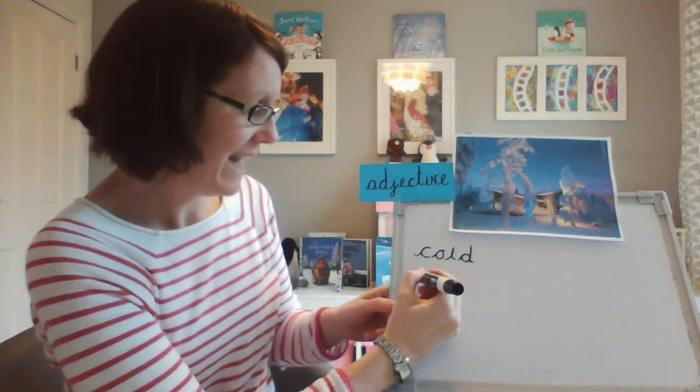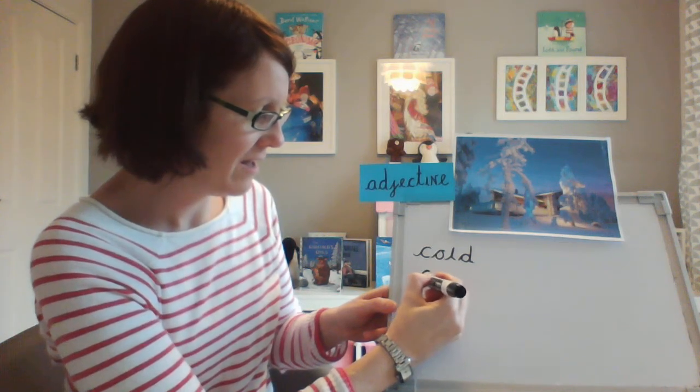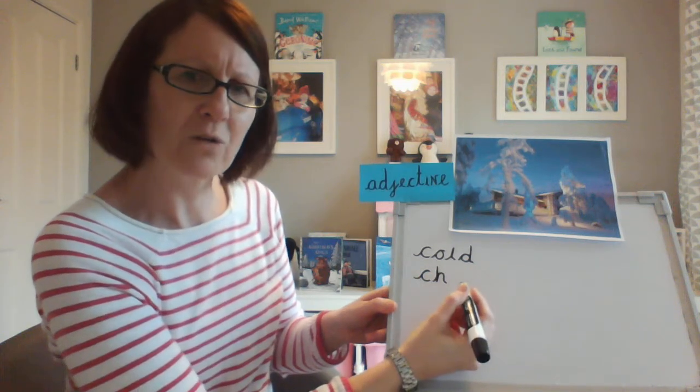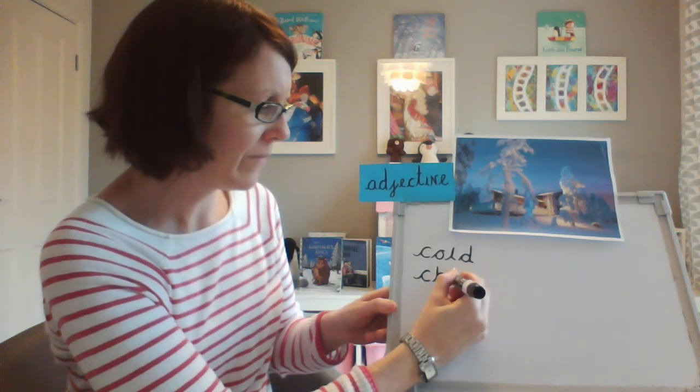Okay, so let's see. How do you write a ch? Can you remember? That's right. It's a curly k and a h. So there's our ch. And the next sound was i.